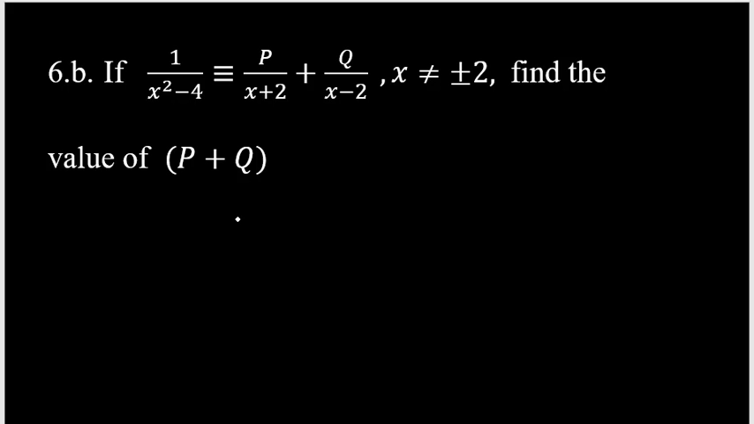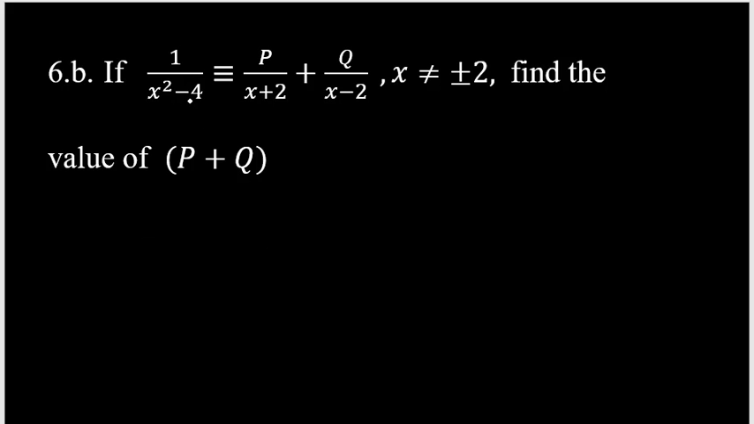and it says if 1 over x squared minus 4 is equivalent to p over x plus 2 plus q over x minus 2, where x is not equal to plus or minus 2, find the value of p plus q. So we want to find the value of p plus q. That is what the question wants us to do. So how are we going to do that?